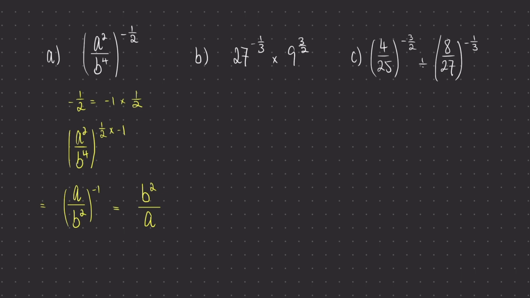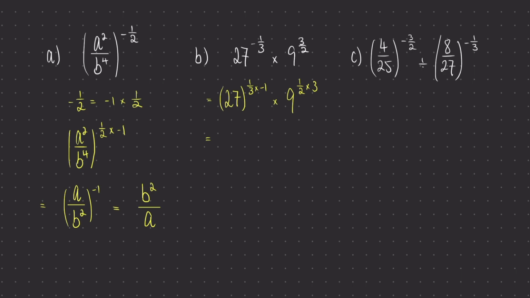Let's now have a look at part b. So we can see that the power of -1/3 is going to be split up into the power of -1 and the power of 1/3. So I'm going to do the power of 1/3 first, and then the power of -1. Then timesing by 9 to the power of 3/2, so I'm going to apply a half first, and then the 3 afterwards. So you can see that I'm splitting up both of those indices, working out the fractional part first, and then applying what's left.